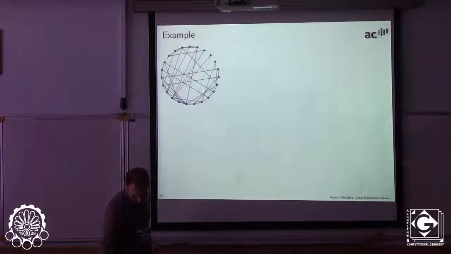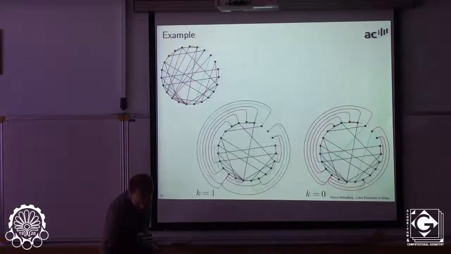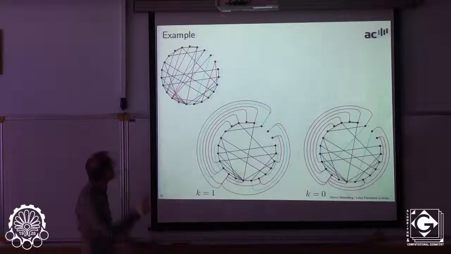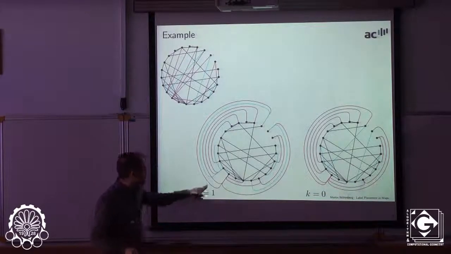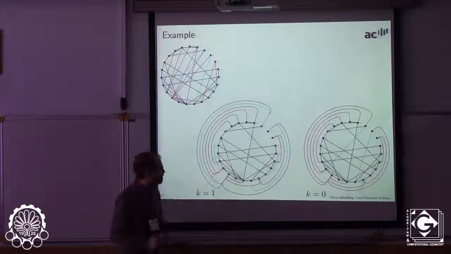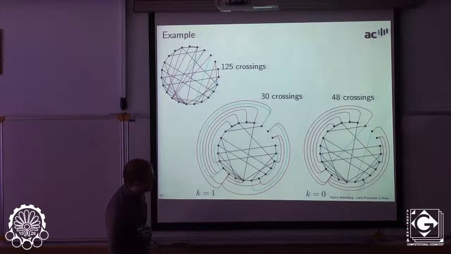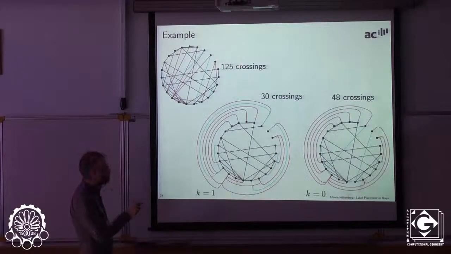Just to show you a possible output, if this would be one of our input graphs, and you have k equals 0, then this would be the resulting layout. If you allow one crossing per outer edge, then this would be your layout. And in terms of crossings, you start with 125. This has around 50 crossings, and here you save up and have only 30 remaining.